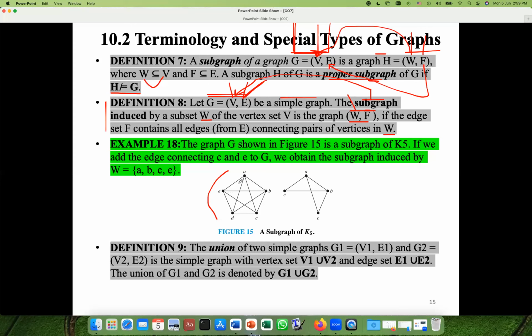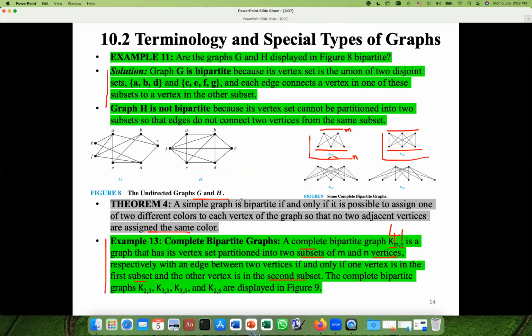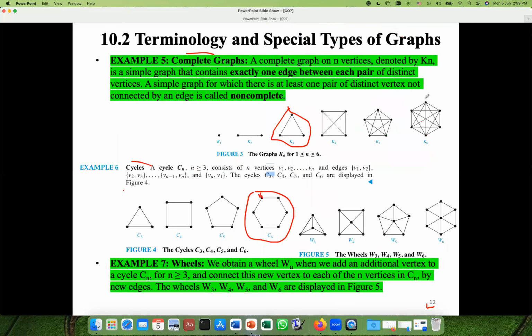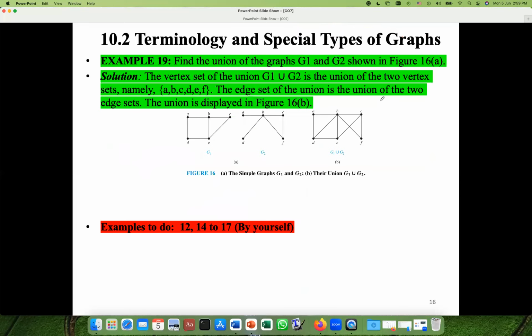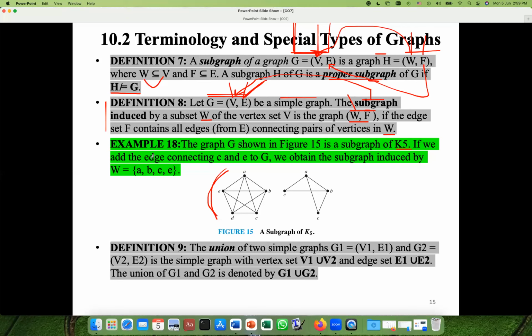But now you will see. Here you have the graph. The graph G shown in figure 15 is a subgraph of K5. What is K5? K5 is given here. This is K5 from the previous slides. So this is K5.